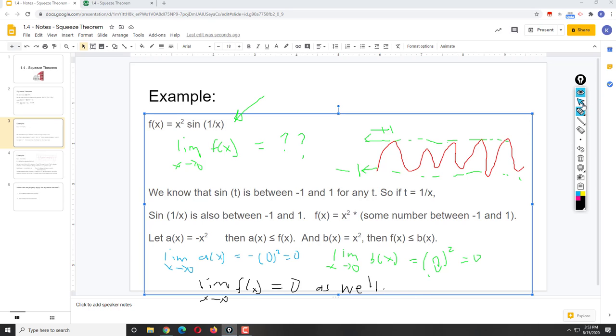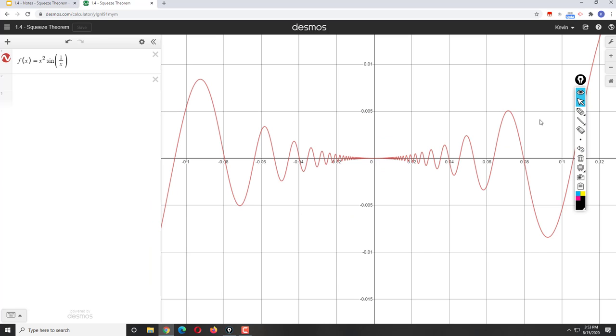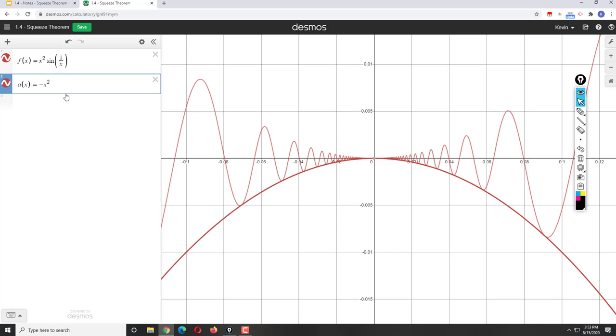by the squeeze theorem. So this is difficult to calculate, but we figured out the limit by comparing it to the limit of two other functions. What does it look like graph-wise? Let's go to Desmos. Here's our graph of f of x. A of x, we said, is always less than or equal to f of x. This is negative x squared. Yeah, let's use a different color.